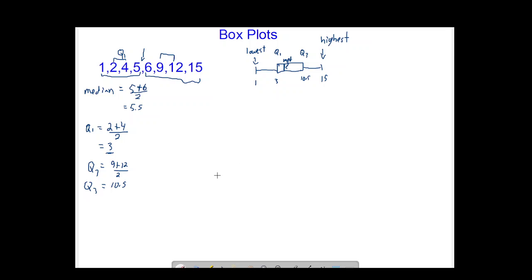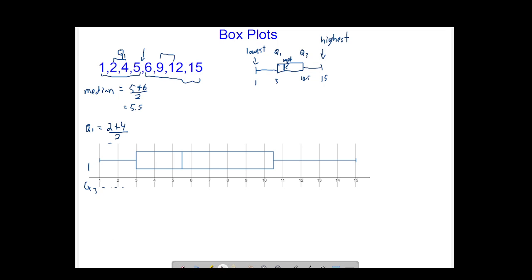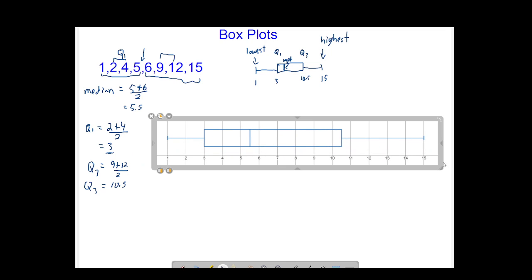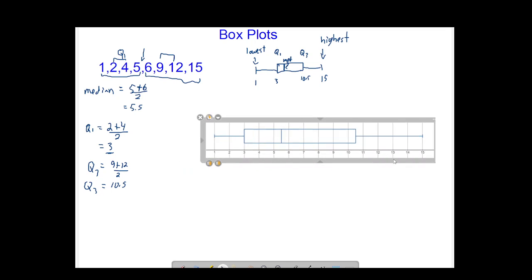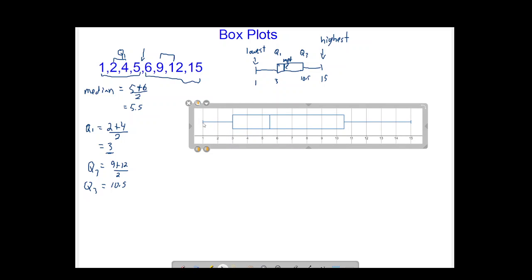Here's what it would look like done on a piece of graph paper with an appropriate scale, so you can kind of see how that all matches up. So this is the same graph, same information. Lowest piece of data was here at 1. The largest was at 15, so that's where the whiskers sort of start and end. This left edge of the box is the first quartile. The right edge of the box is the third quartile. And the line inside the box is at the median. Notice it's not directly in the middle. It's actually shifted to one side because our median was 5.5, which is this way. So that's how we can construct a box plot using the quartiles and the median.